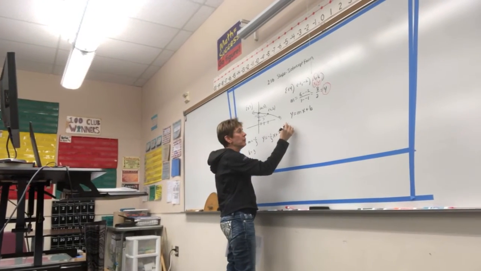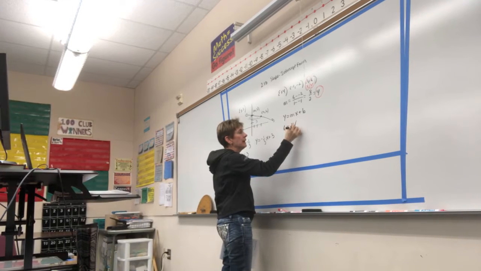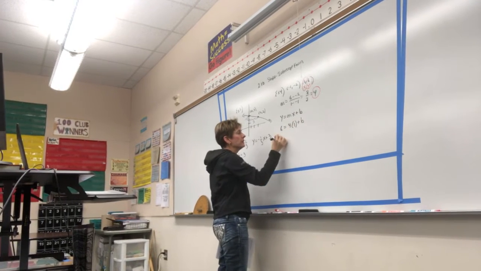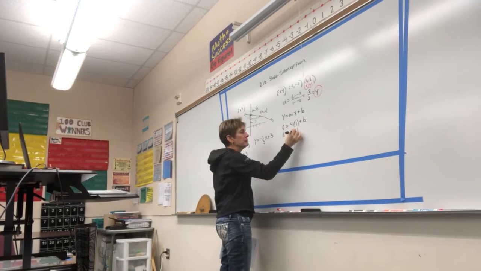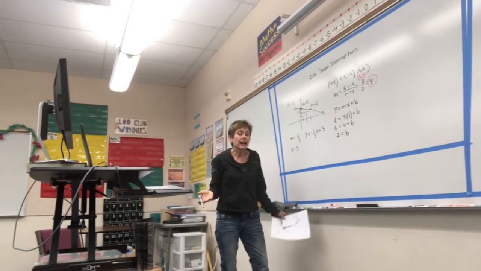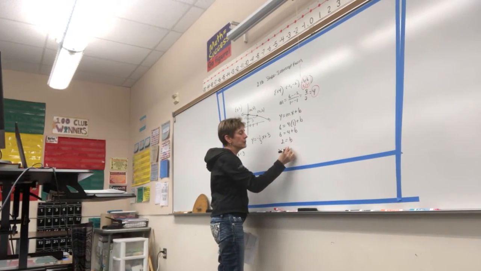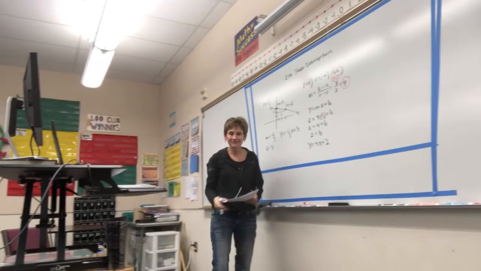So if I plug in for y, I get 6 equals, and then m is 4, and x is 1. So 6 equals 4 plus b, or b equals 2. So now that I have my m and my b, I just write my equation. y equals 4x plus 2.